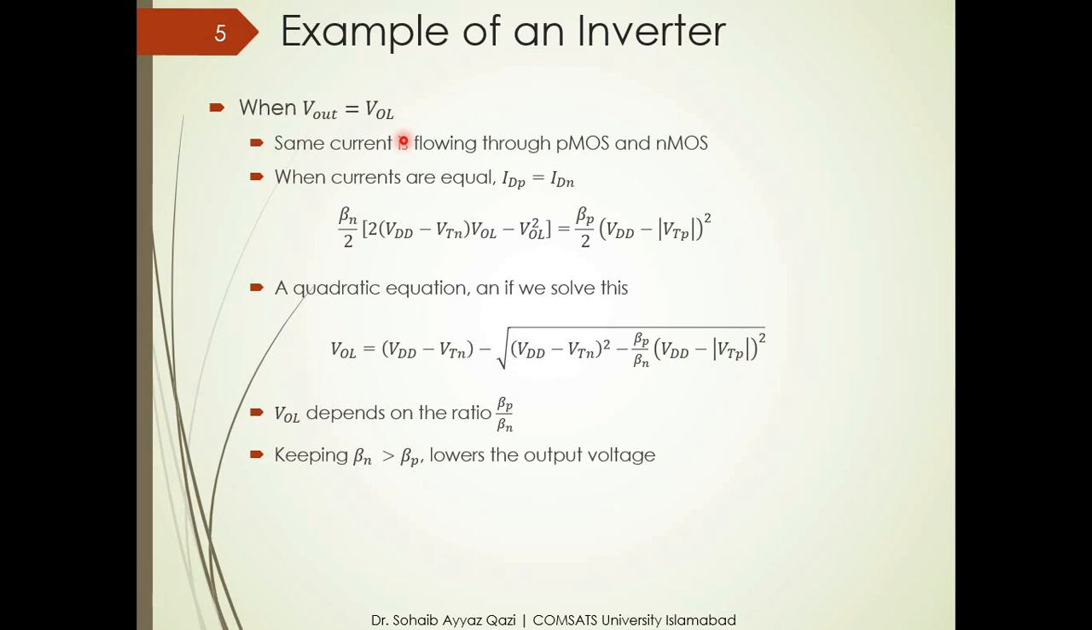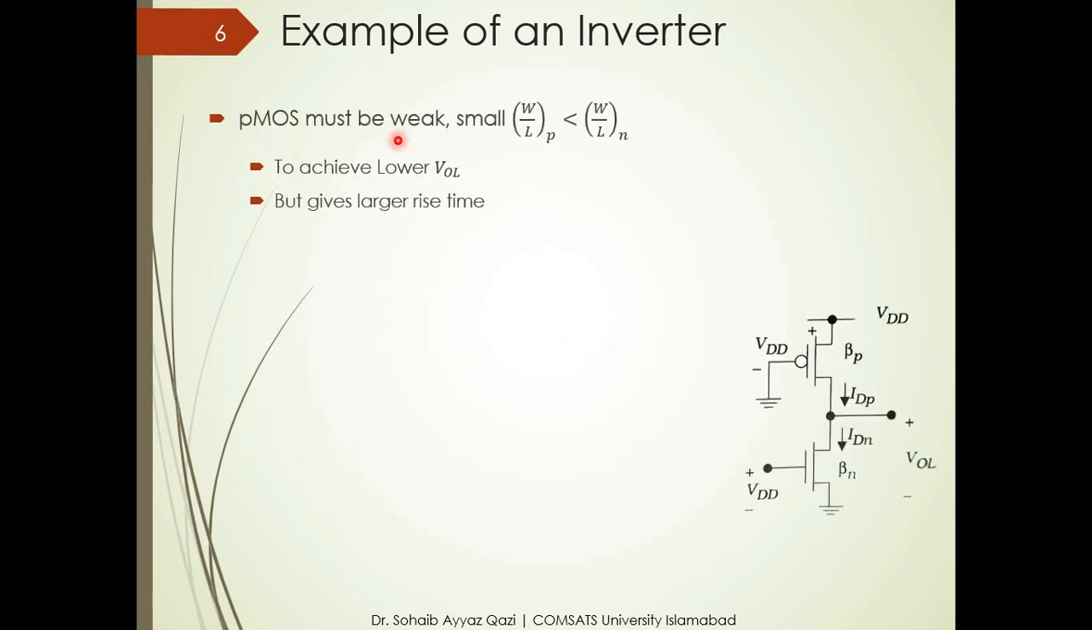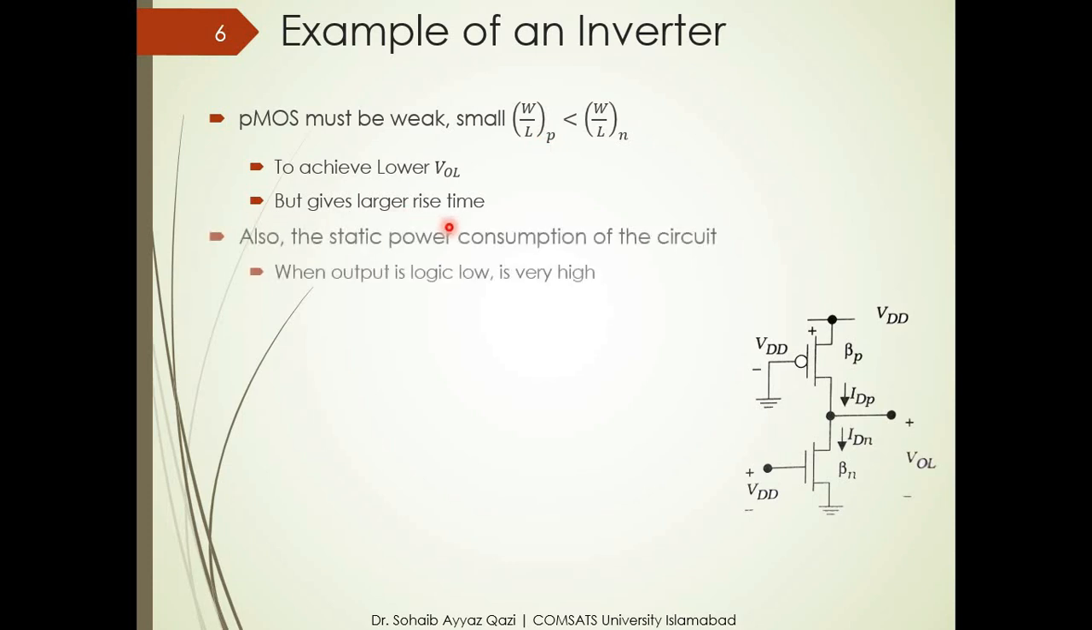So what conditions do we have for this pseudo nMOS? We just derived an expression where we said that the aspect ratio W by L of the PMOS should be less than the W by L of the nMOS. Obviously, this is required to achieve a lower output low voltage. But what will happen is it will give us a larger rise time. Why do we have a larger rise time? Because we are decreasing the size of our PMOS. So we will get a larger rise time.